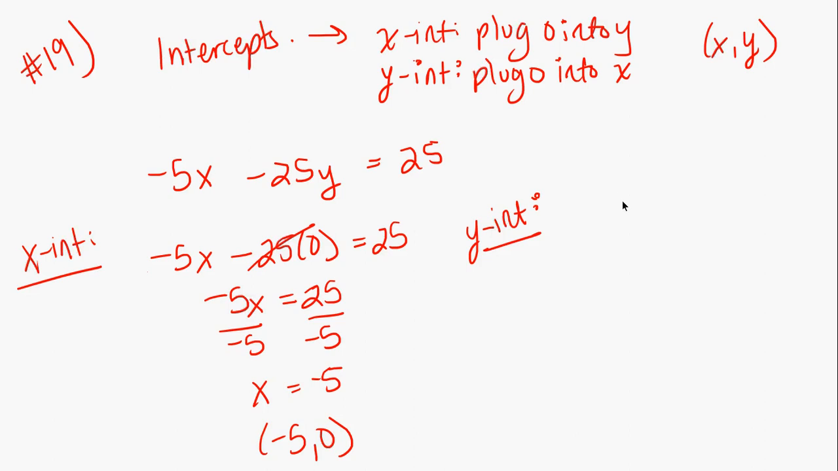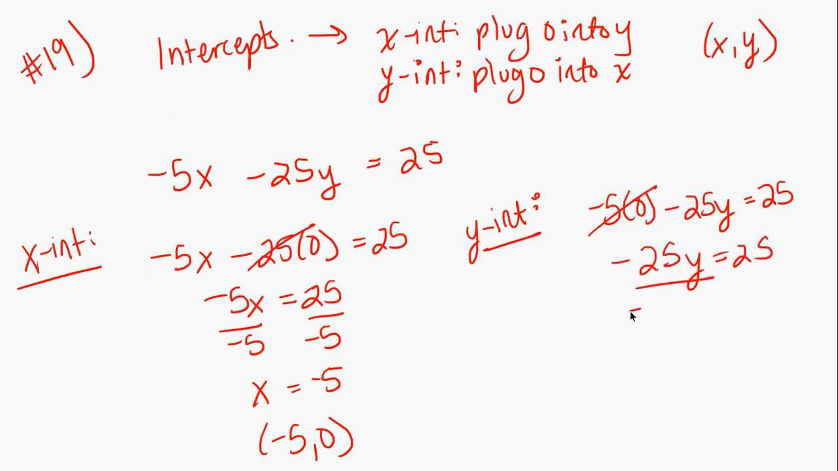Now for the y-intercept, we plug 0 into x. So you've got -5 times 0 minus 25y equals 25. So this will cancel out. We get -25y equals 25, and then we divide by -25. So y equals -1. So your point would be 0, -1.